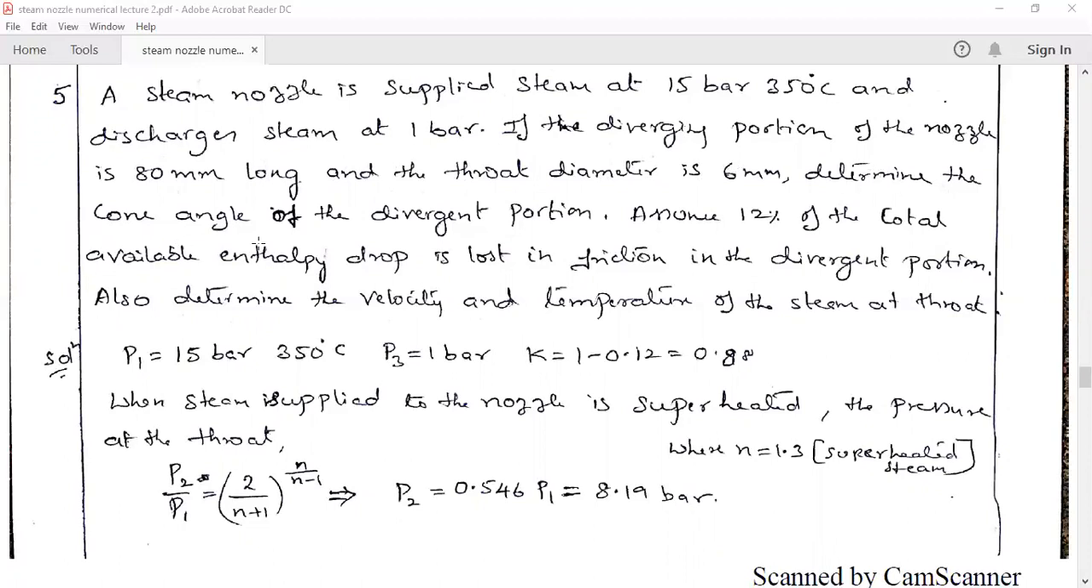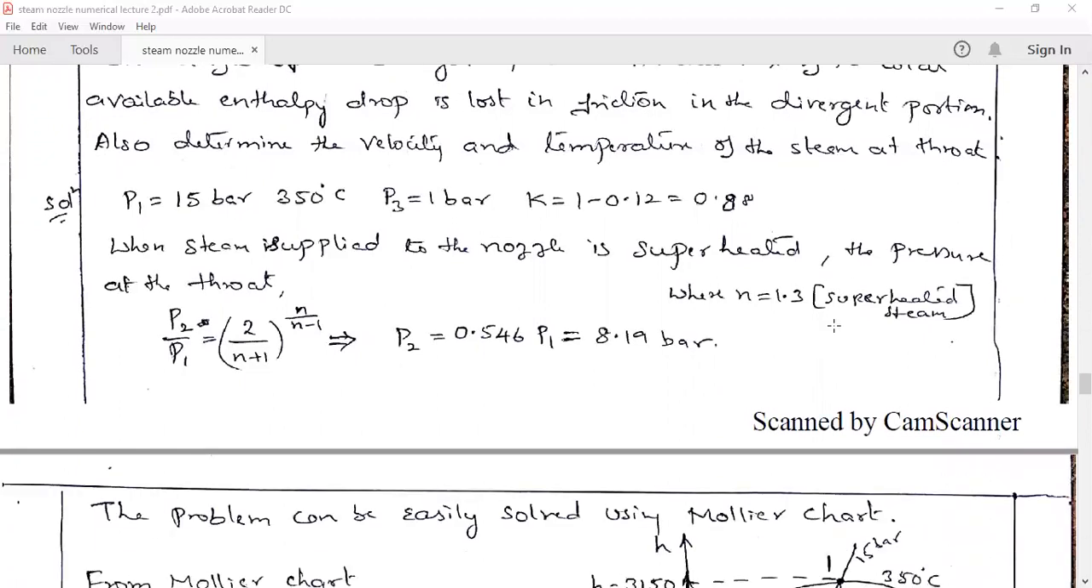Determine the cone angle of the divergent portion. I'll explain how to get the cone angle. Then assume 12% of the total enthalpy drop is lost in friction. That means how much is the efficiency? It is 88% efficiency. Also determine the velocity and the temperature of the steam at the throat.